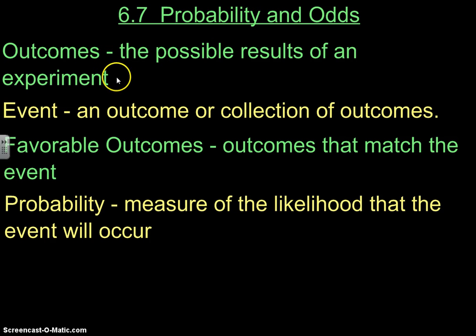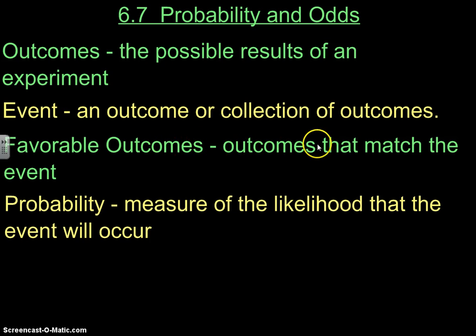First word is outcomes. That is the possible results of an experiment. So you conduct any kind of experiment, any kind of result you get is an outcome. So when we discuss outcomes, we discuss all the possible results. An event is basically an outcome or a collection of outcomes, depending on how you define it. Some events are just one outcome, some events are a collection of outcomes.